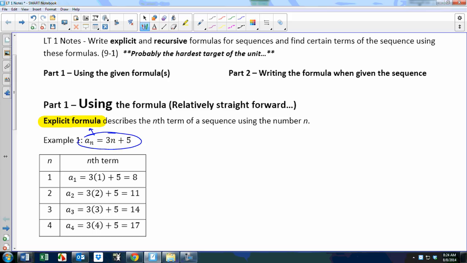If n is 1, then the little subscript will have a 1. That stands for first term. And then you'd put a 1 in the spot where n appears in the formula. So 3 times the 1 plus 5. You're plugging in 1 for n, and that gives you the first term of the sequence, 8. The second term, when you plug in a 2, you get 3 times 2 plus 5. You get 11. And then you start to see that's your sequence, 8, 11, 14, 17.